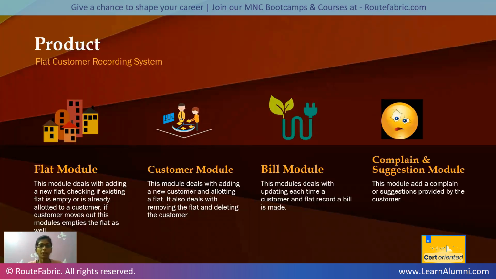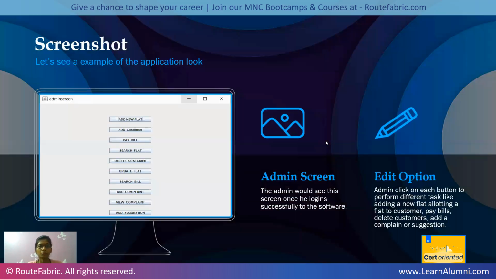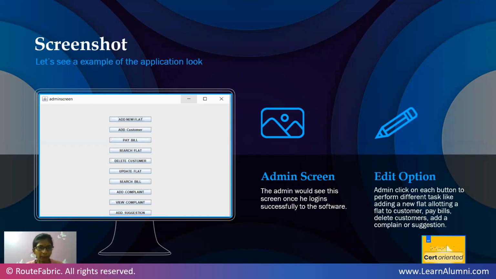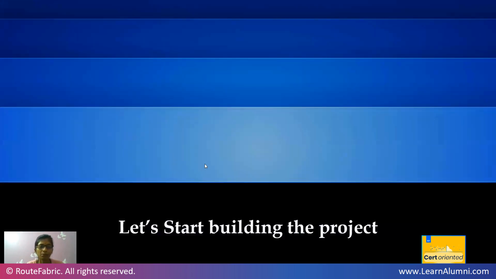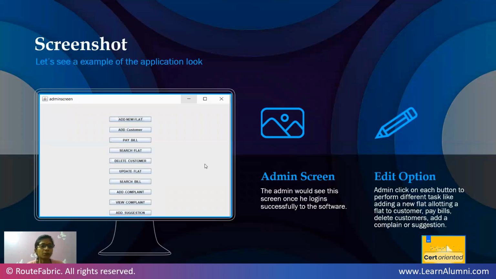Okay, now let's go ahead and see the next thing that is over here. So that is a simple layout I have given of how your application would come up in front of you. So this is one of the screens that will be visible for you, where you can add a new flat, add a customer, pay the bills, search flats, delete a customer, and there are multiple options available. So these all are buttons.